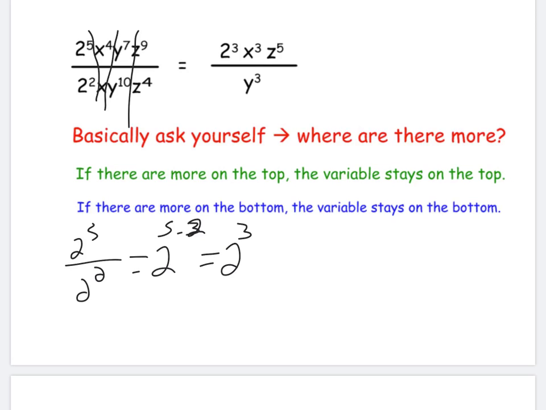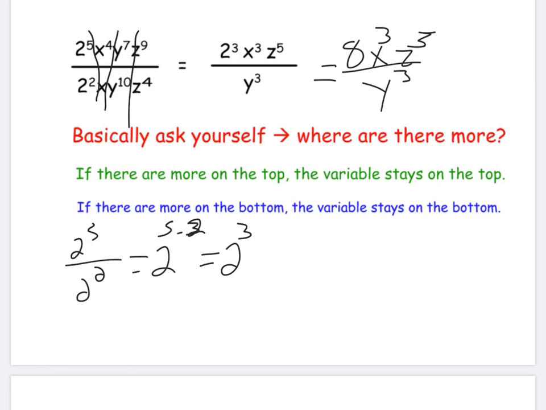Notice that there are more on top, meaning that the 3 is positive. So because the 3 is positive, it stays on the top of my answer. So notice up here in my answer, the 2 to the 3rd power is on the top. And I really could simplify that to 8 if I so chose, because 2 to the 3rd power is one that you should know. I could have simplified that even further to say 8x to the 3rd, z to the 5th, over y to the 3rd.